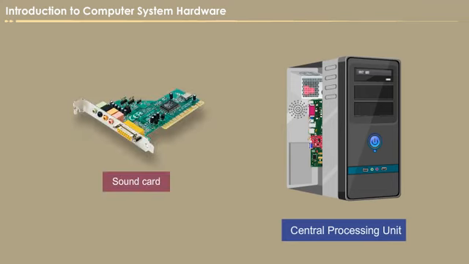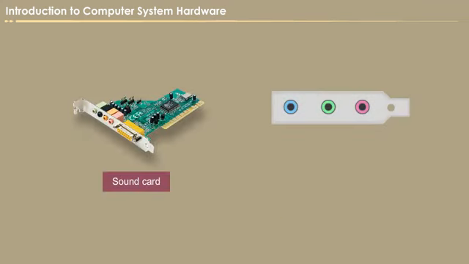Sound card. A sound card converts the digital data to analog sound waves that you can hear. The output signal is then connected to a headphone or a set of speakers. You can also use a sound card to record audio with the help of a microphone.